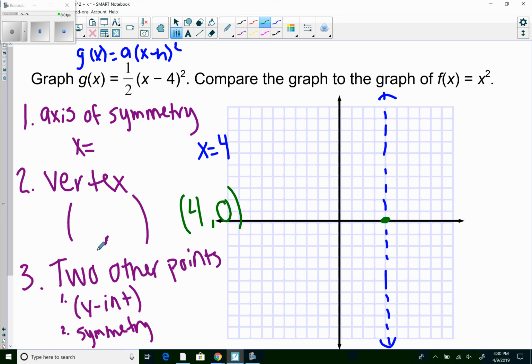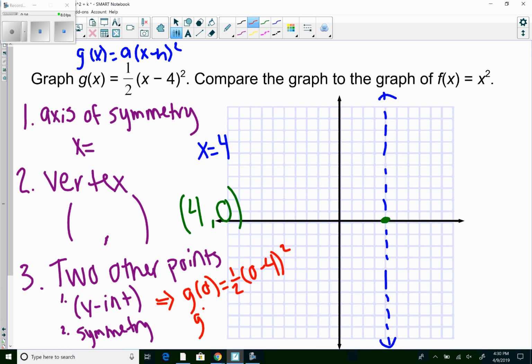Step 3, you need 2 other points. Super, super easy one to find is your y-intercept. I'll do this in red. The reason it's so easy to find your y-intercept, you guys, is because you're just taking 0 and plugging it in. Right here, x is 0 at this point. So you're finding where it's crossing the y-axis.